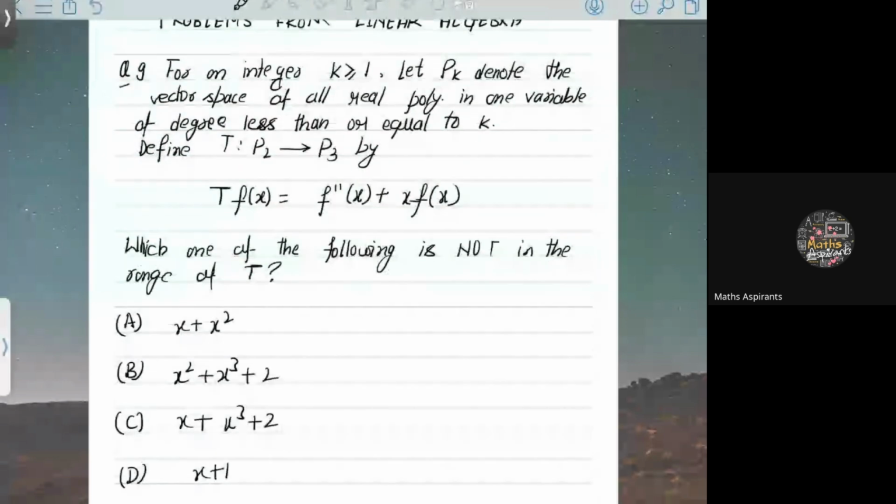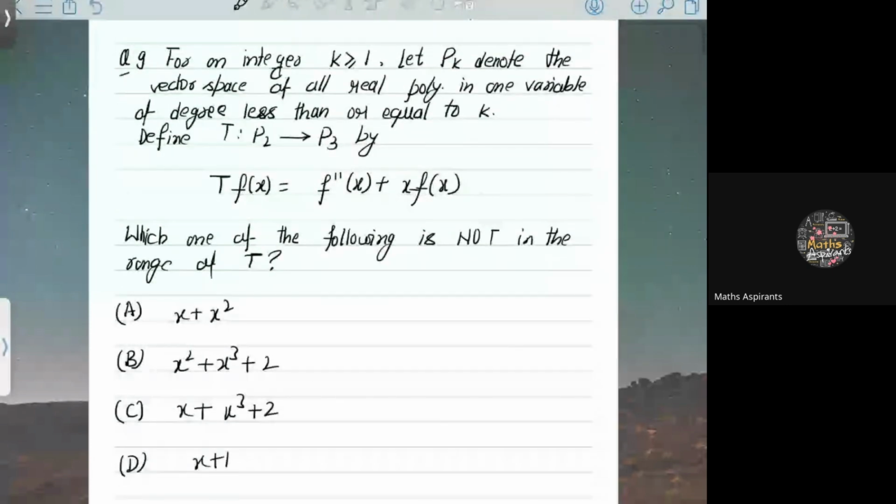So we'll start with the basic ones and we'll gradually increase our level of difficulty. The first set of questions is from the JAM 2021 paper of linear algebra. So let us start with our first one.